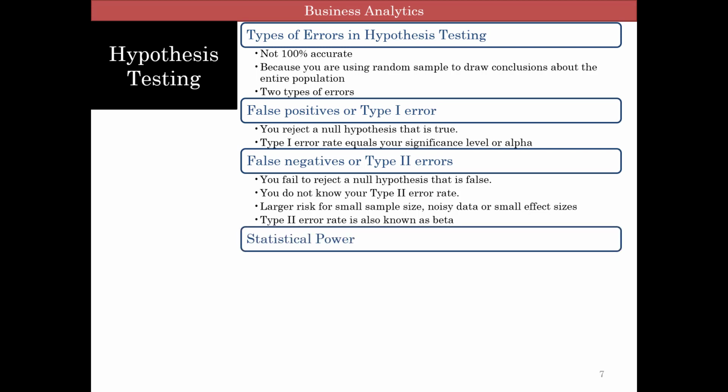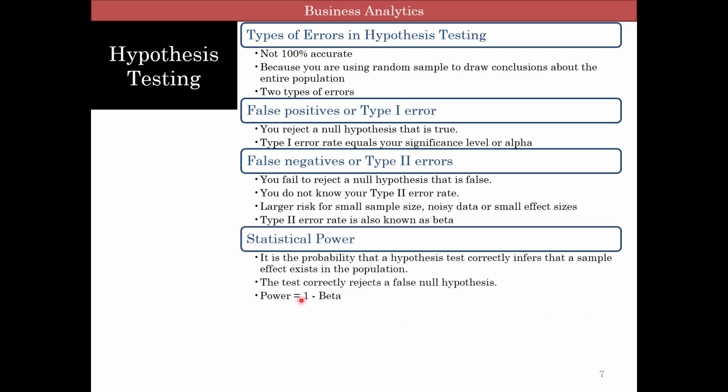Statistical power is when the test correctly rejects a false null hypothesis. It is the probability that a hypothesis test correctly infers that a sample effect exists in the population. And this is 1 minus beta. Power is given by 1 minus beta.